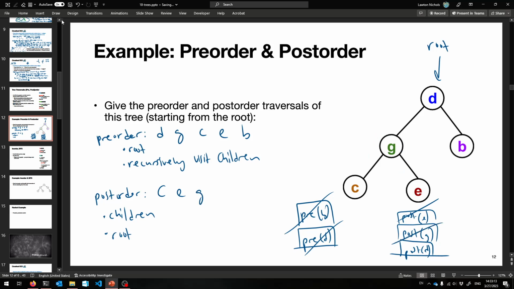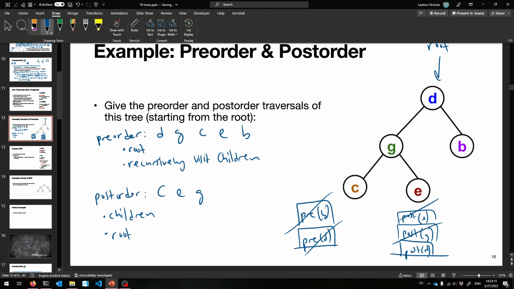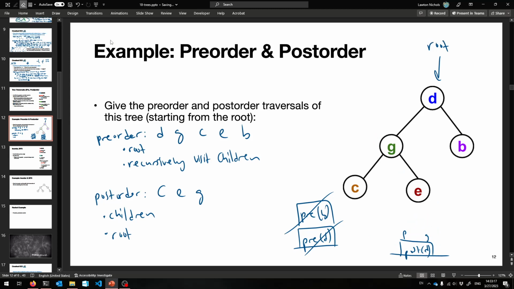And now it's done. Ooh, now we're back in D. It was working on going left, right, root. Or just all of its children, then the root. You usually do left, right. So we're up here in the call to post of D. It visited the left. It still needs to visit the right. And then it will visit itself. So post of B.